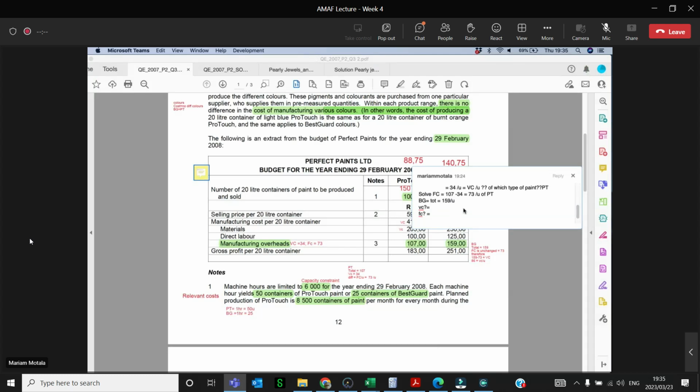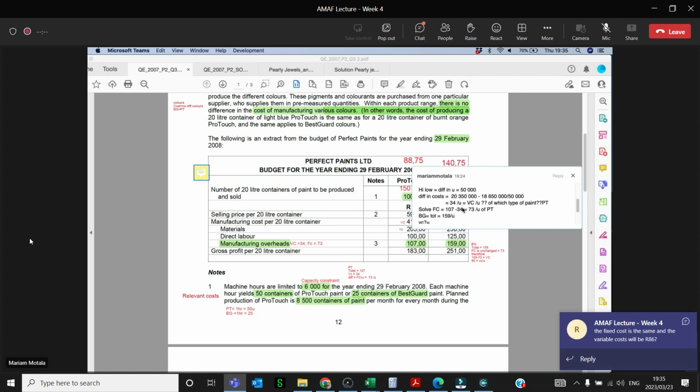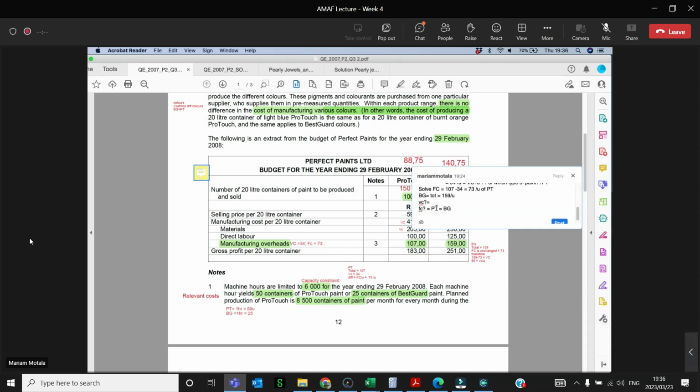For example, your budget was 18 million. I think you look at your changes in costs. But in this instance, it was just an understanding that the variable cost that we solved for was attributable to ProTouch. By subtracting the variable cost, we came up to the fixed cost. And fixed cost by its nature for ProTouch will equal the fixed costs of Best Guard.